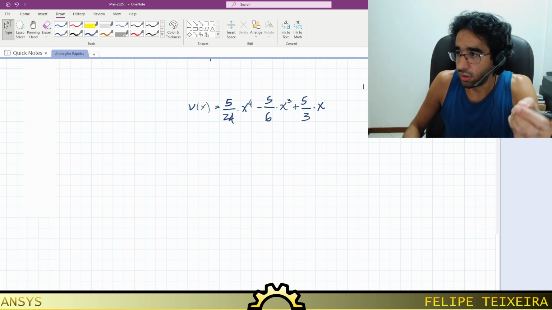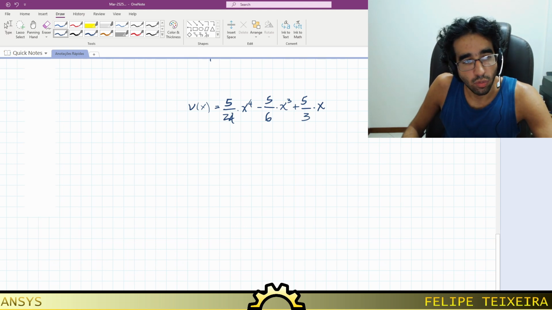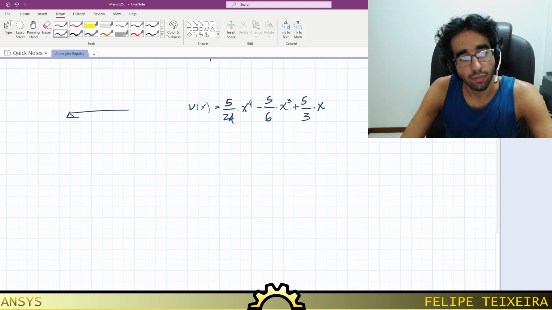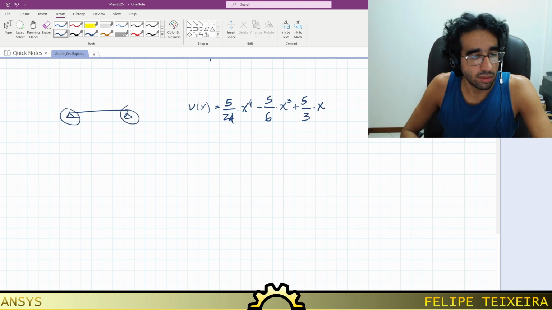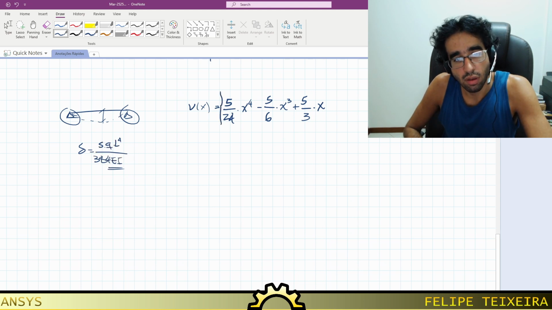So let's check to see if this equation we found is actually correct. We know that for the simply supported beam, the deflections here and here must be 0. And since this is a common problem, we also know that the deflection in the middle of the span is at its maximum value. So this EI is actually here also. I have forgotten about it.